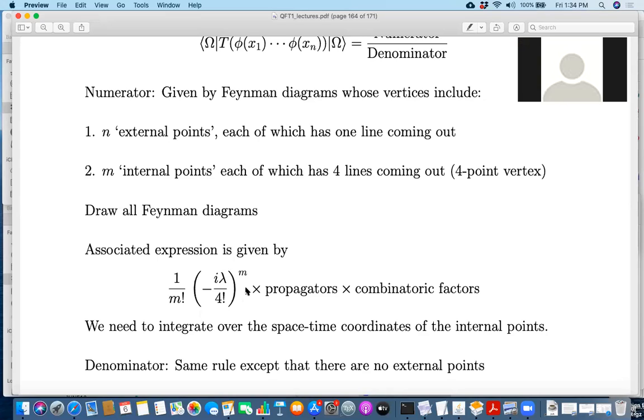The same exponential gave this (minus i lambda over 4 factorial) to the m term, because this accompanies H_I. And then you have propagators and combinatoric factors. So you put all of these together. And at the end, we have to make sure that we integrate over the space-time coordinates of all the internal points. So this is the final step in evaluating the Feynman diagram. And then the idea is that you have to calculate all such Feynman diagrams and then add up their contribution.